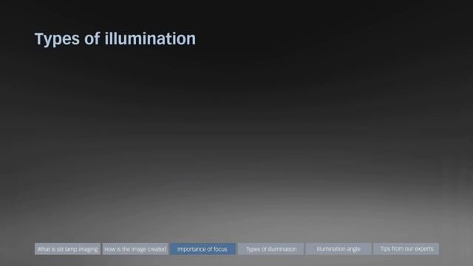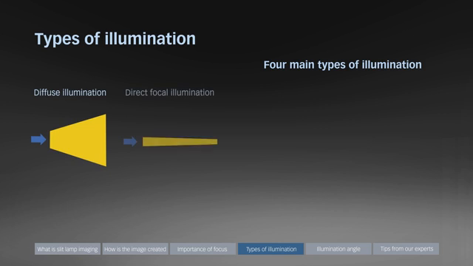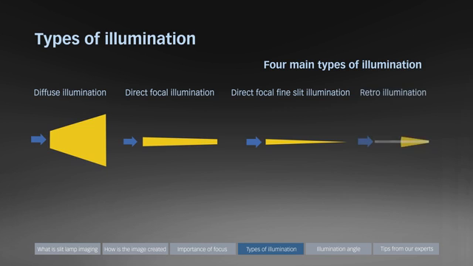This section gives an overview of four main types of illumination. Diffuse illumination, direct focal illumination, direct focal fine slit illumination, and retroillumination.